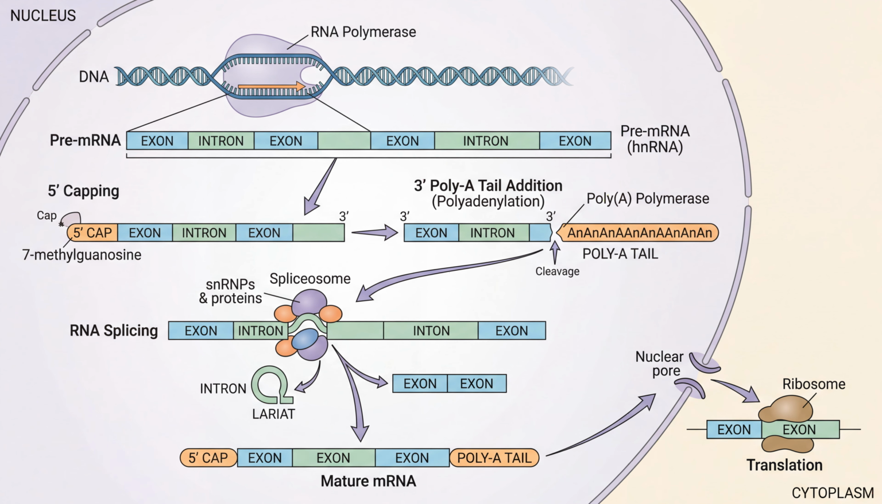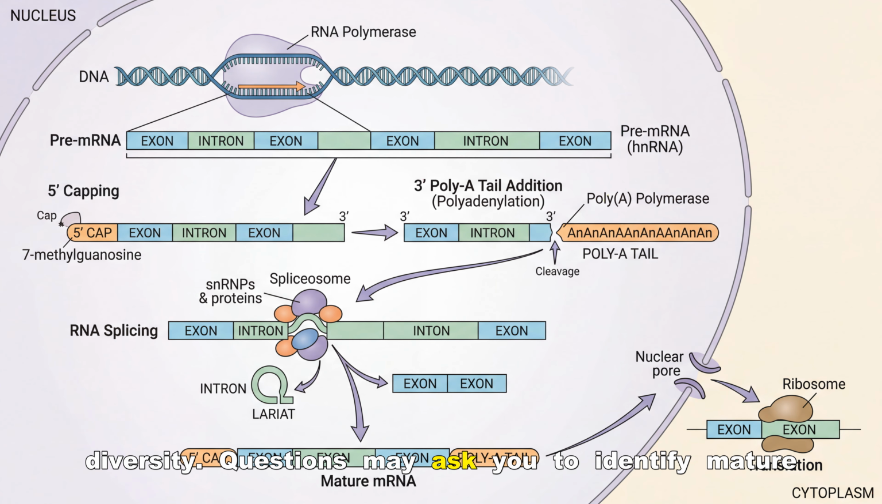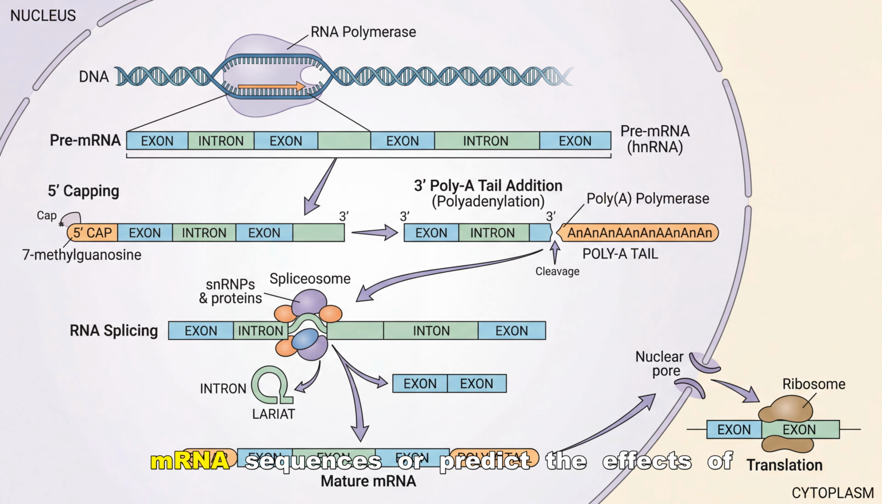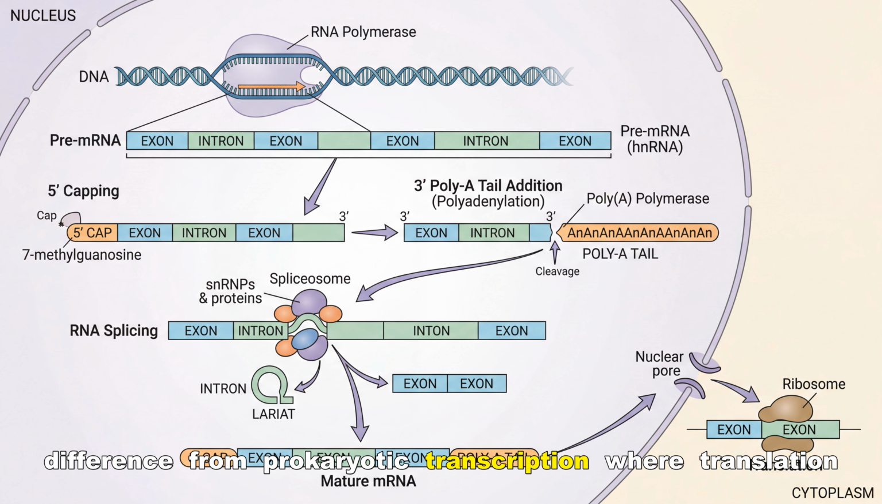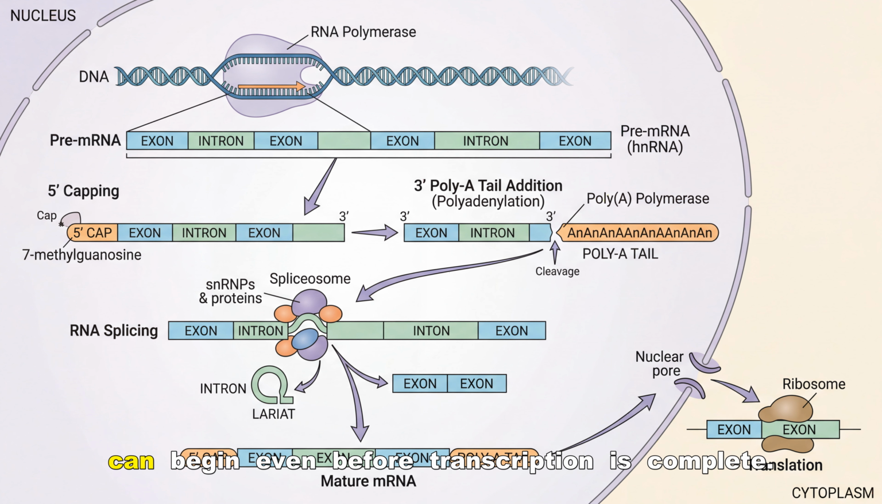Alternative splicing allows a single gene to produce multiple protein variants, which is a high-yield concept for the MCAT and ties into protein diversity. Questions may ask you to identify mature mRNA sequences or predict the effects of splicing errors, such as exon skipping. This processing step is unique to eukaryotes and highlights a major difference from prokaryotic transcription, where translation can begin even before transcription is complete.